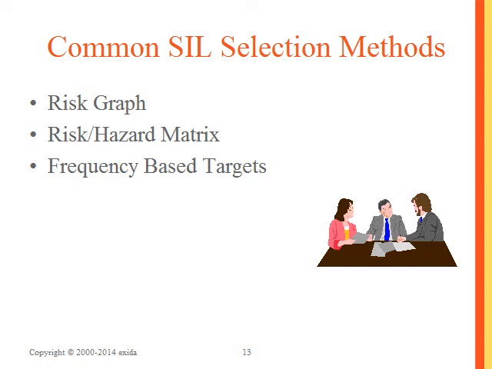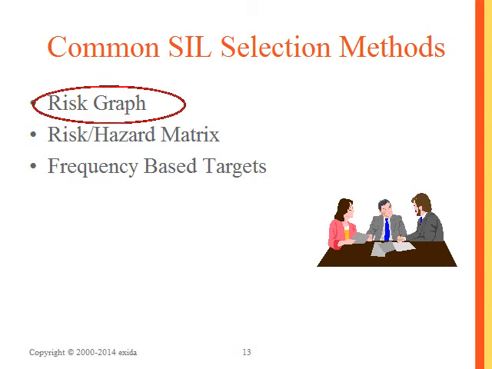The common SIL selection methods that we use are risk graph, hazard matrix, and frequency-based targets. You can use HAZOP and LOPA in relation to the risk criteria, and this allows you to be objective and to make uniform decisions about how much risk reduction is required in each case. The main thing is that you need to have your risk criteria defined, and that's usually what companies have as their tolerable risk criteria. A hazard matrix is fairly meaningless unless a LOPA was done to derive the numbers, but it's useful for screening purposes when severity is not high.